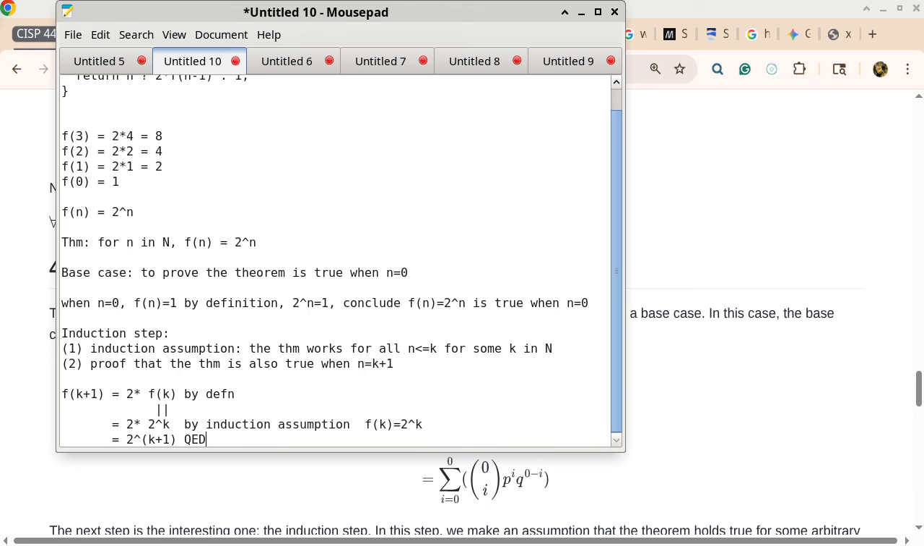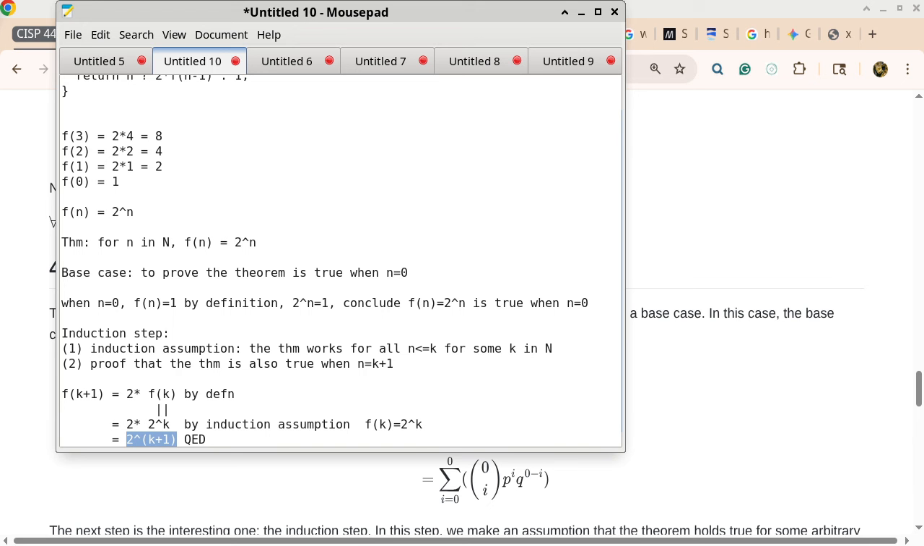Yeah, I established the equality all the way from here, f of k plus 1, to 2 to the power of k plus 1. So I'm done now with the induction step. And once you're done with the induction step, we're done.